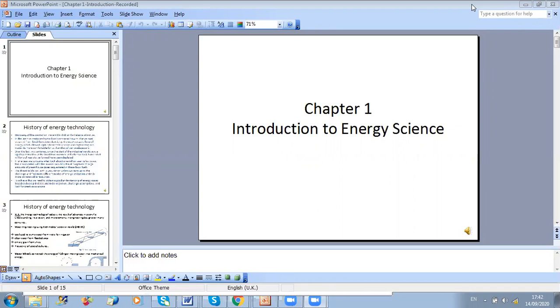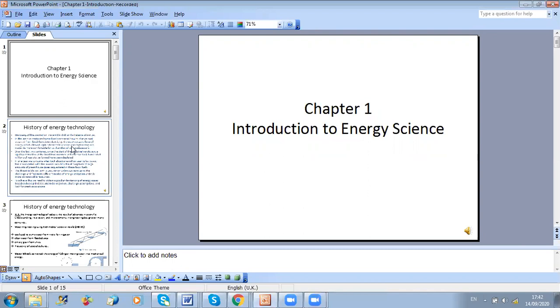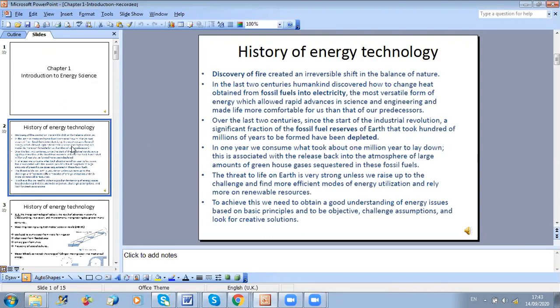Okay. So in this chapter, we will introduce the energy science. You have some history in this chapter, but don't worry, you don't have to remember anything. So it's just an introduction for you to know how the use of energy was changing with history, but no need to remember any dates, anything, just understand the main idea.